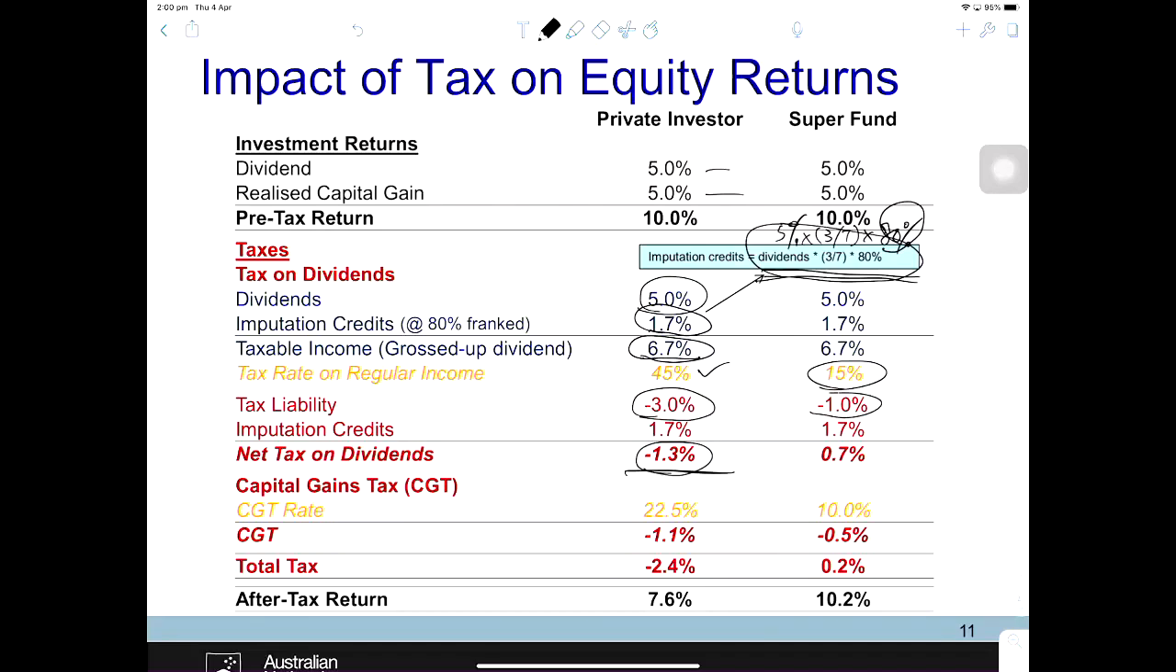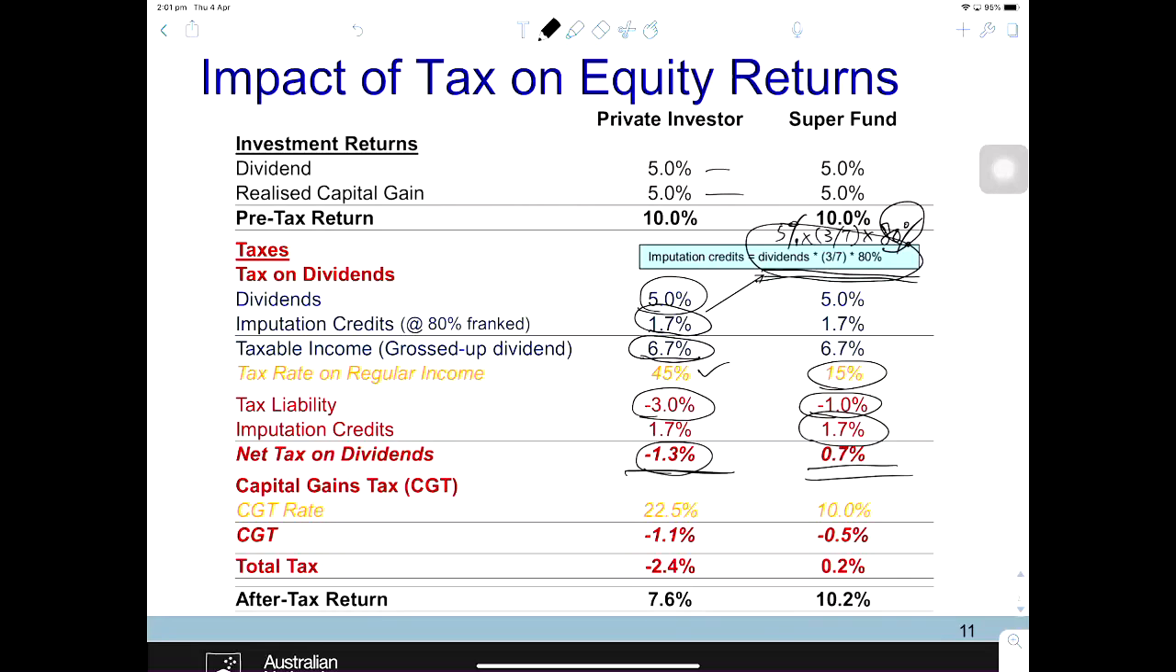So there will be a much lower overall tax liability, and the same imputation credits, because the imputation credits are calculated based on the gross dividend distribution. And surprisingly, you're going to see a positive tax liability. So what does it mean for the superannuation account? What does it mean, a positive tax liability here?